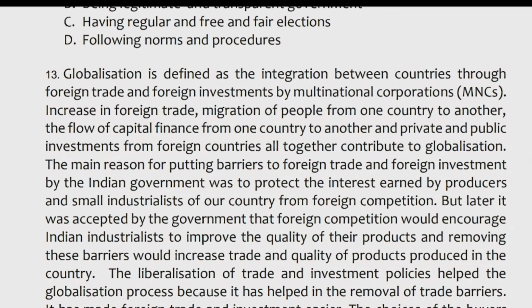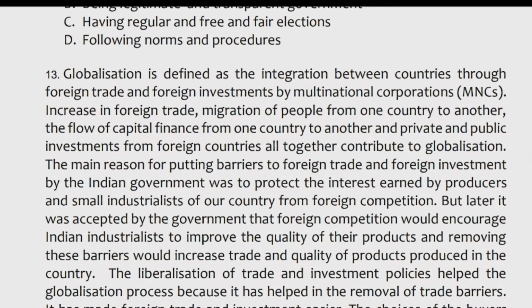The main reason for putting barriers to foreign trade and foreign investment by the Indian government was to protect the interest earned by producers and small industrialists of our country from foreign competition. But later, it was accepted by the government that foreign competition would encourage Indian industrialists to improve the quality of their products, and removing these barriers would increase trade and quality of products produced in the country.